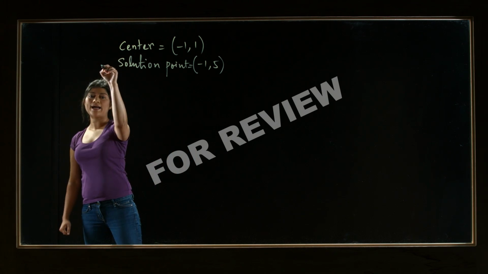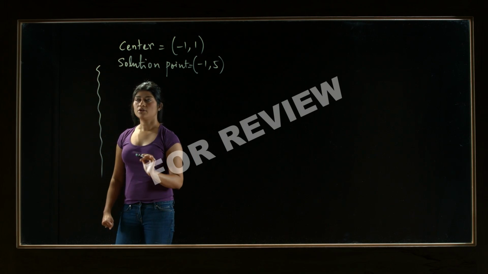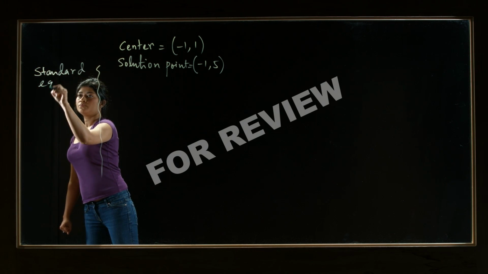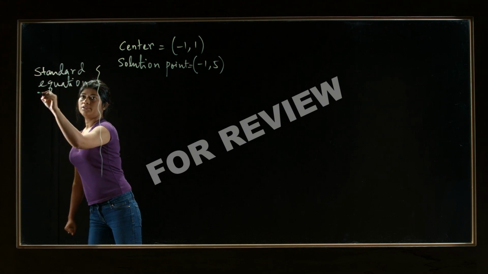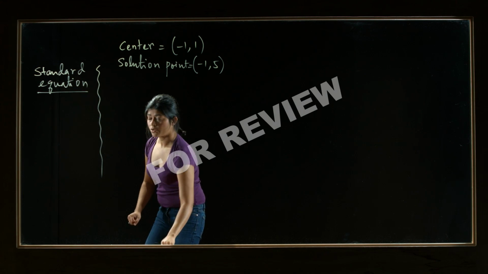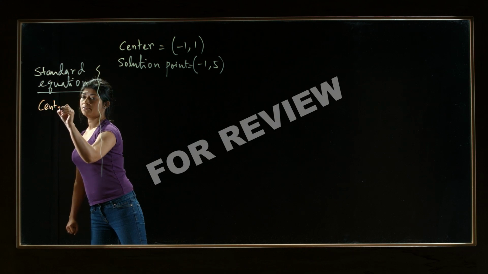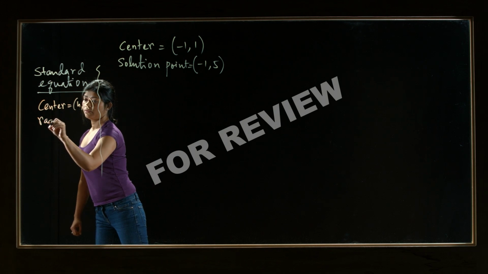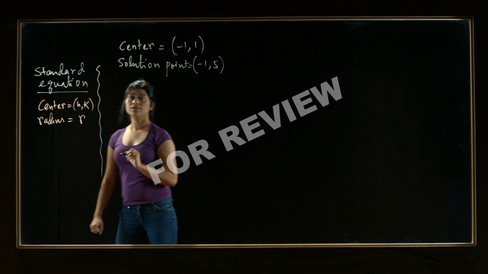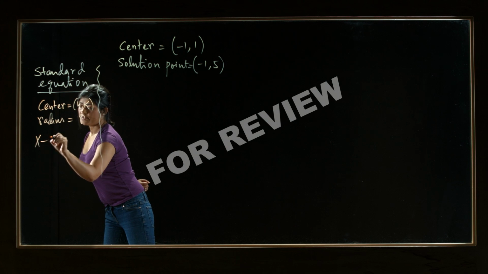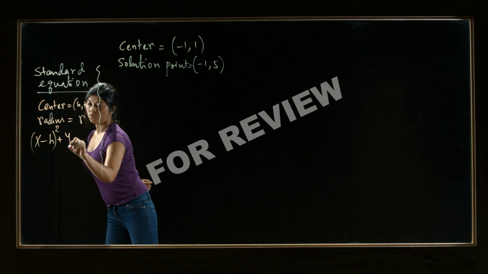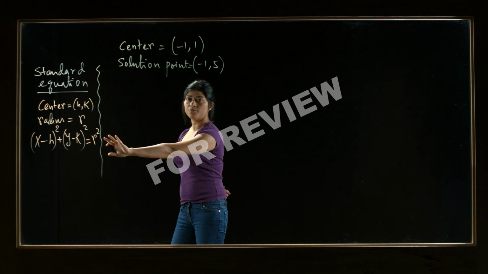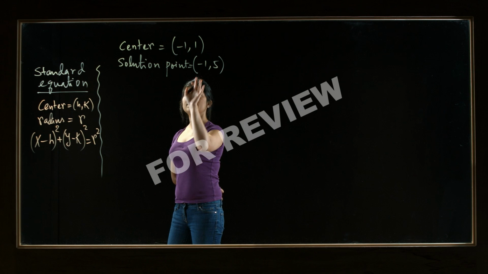So let me remind you how to write the standard equation of a circle. Okay, so if you know the center of the circle, and say the center is h, k, and you know the radius of the circle, radius is r, then the equation is x minus h square plus y minus k square is equal to r square. That's the standard form.